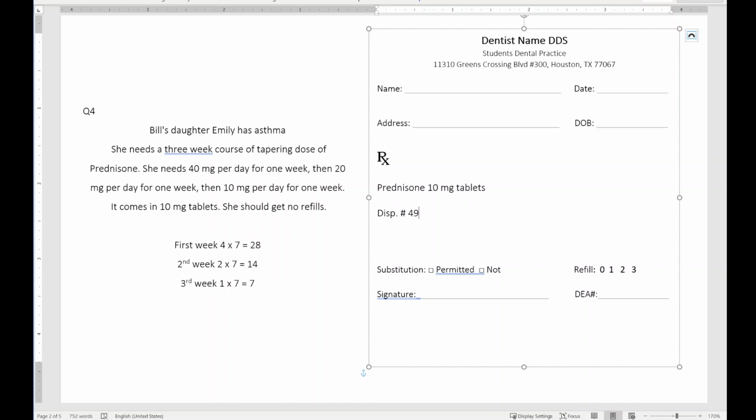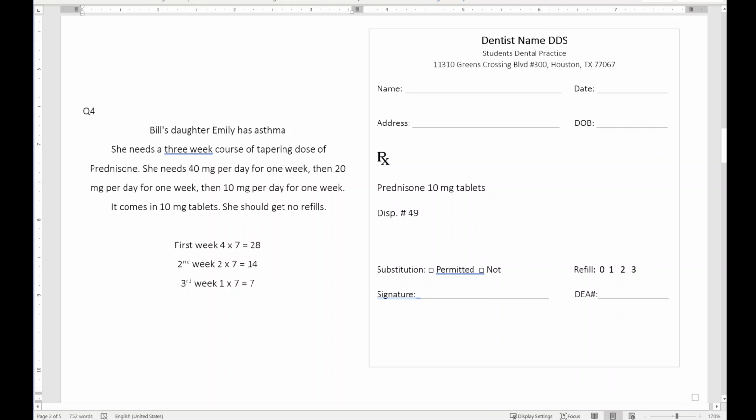Again, this example is really hard. It would not be as hard as that. But anyway, you can see how I calculated that. The first week, she needs 40 per day. So when we say 40 milligrams, and it comes in 10 milligram tablets, that means 4 tablets for each day for the first week. So 4 tablets a day by 7 days a week. That's the first week. The second week, she needs less, which is 20. So 20 milligrams, which means 2 tablets by 7 days. That's 14, and so on and so forth.